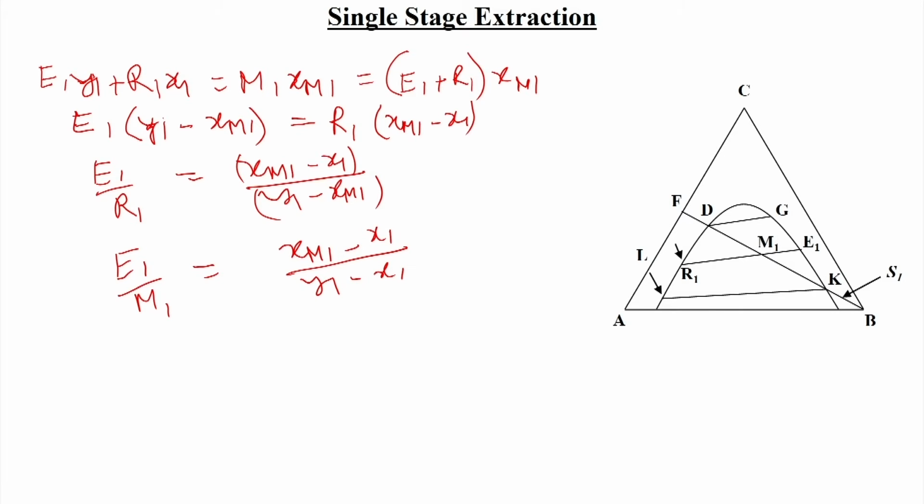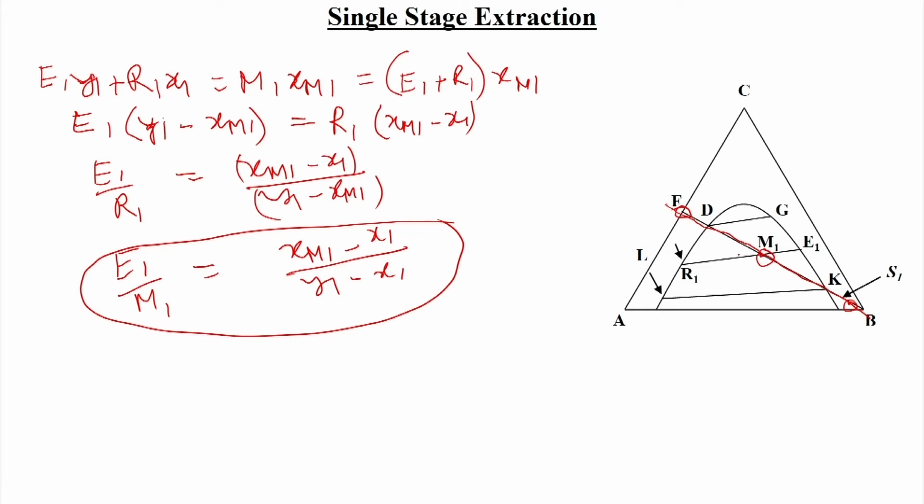So this equation indicates that the point M, or point M1, lies on this line. Suppose we have this feed point F and this point S1 here, and if we add this feed and S1 somewhere we will get M1, the mixture point, which lies in between F and S1. If we draw the tie line through the binary phase in this diagram, it will touch the raffinate arm at R1 and the extract arm at E1.